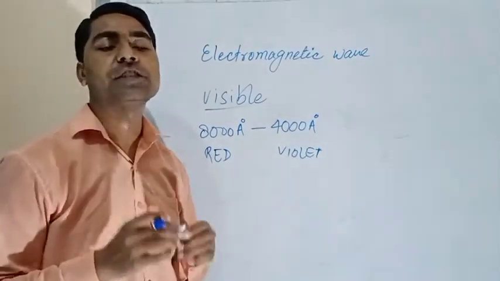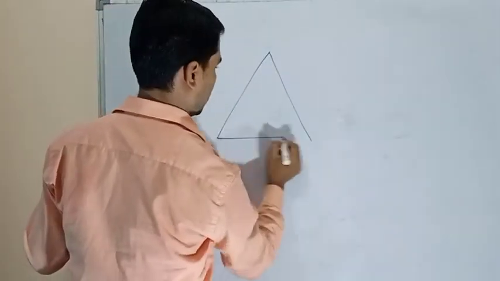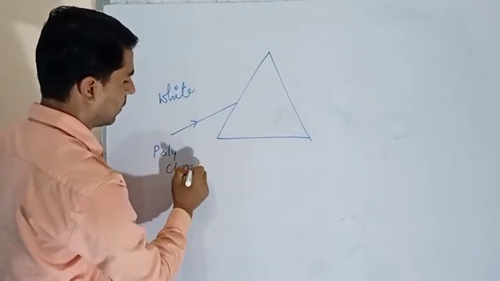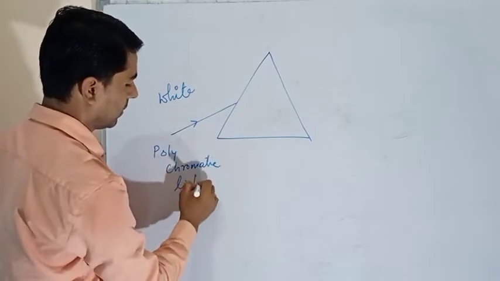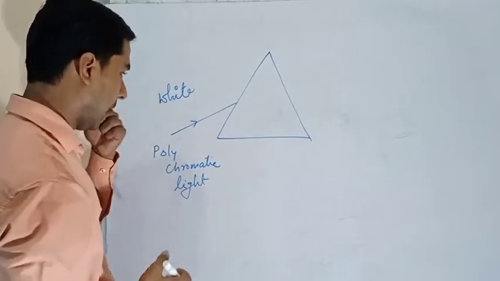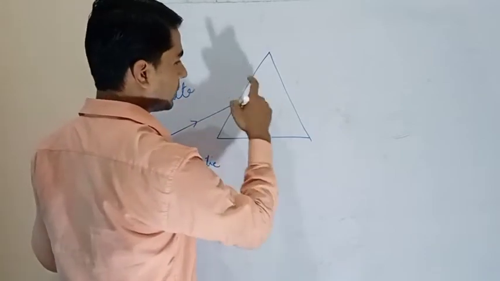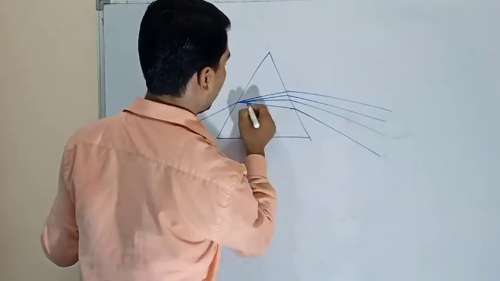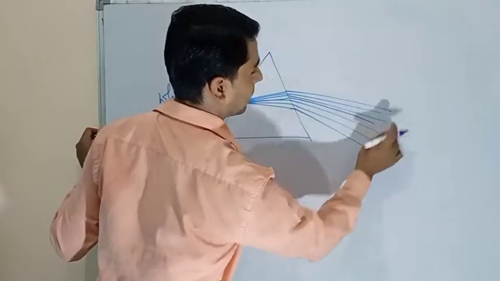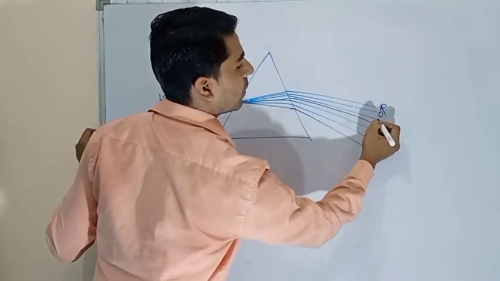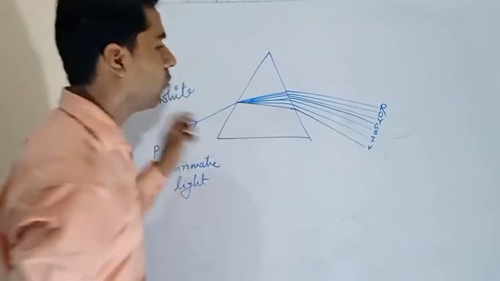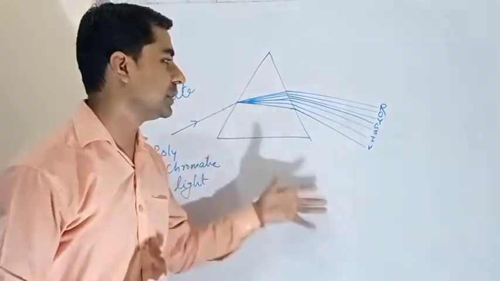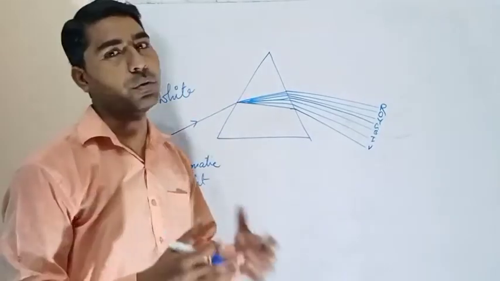Then we discussed dispersion. Let's draw the diagram too. A white light, which is also known as polychromatic light. Poly means many, chrome means color, so a mixture of many colors, that is white. When it falls on the prism, it splits into the 7 colors. So here are the 7 colors, from violet to red, which we obtain on the screen. This phenomenon is known as dispersion of light. The splitting of white light into its constituent colors is known as dispersion.